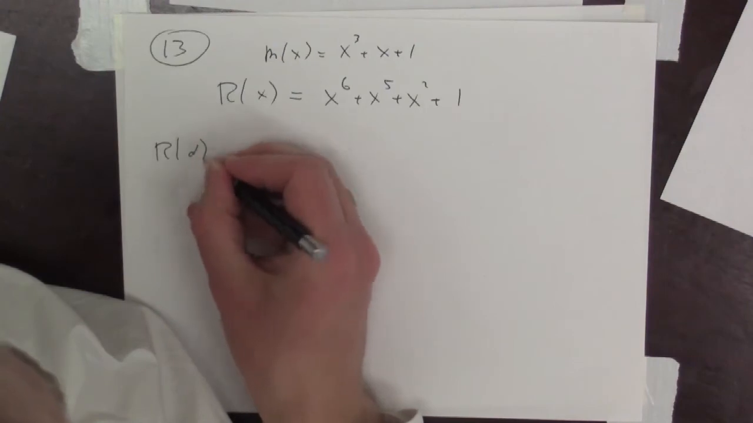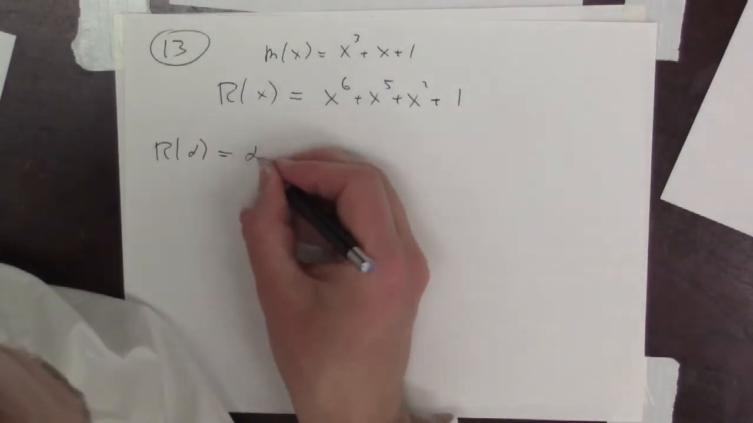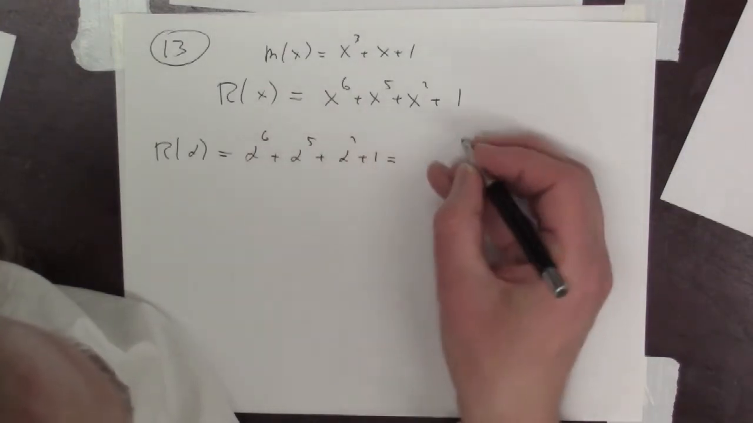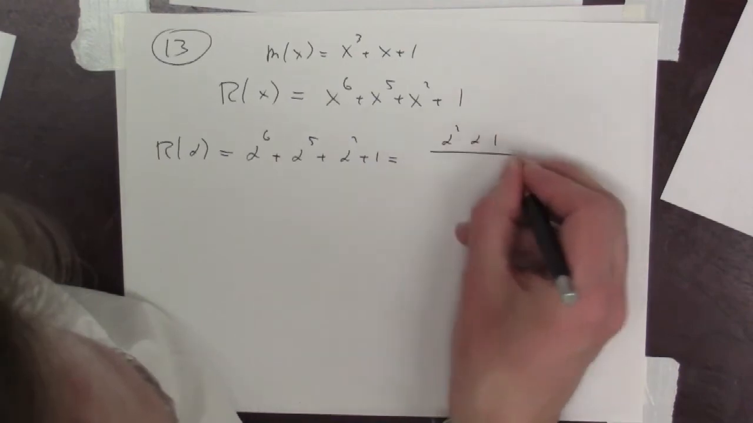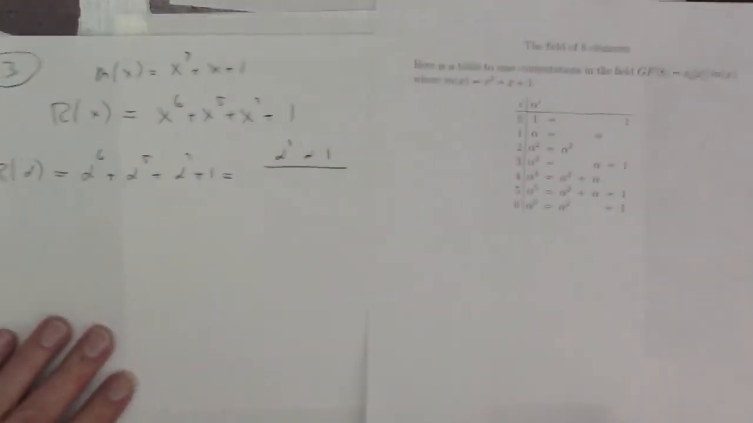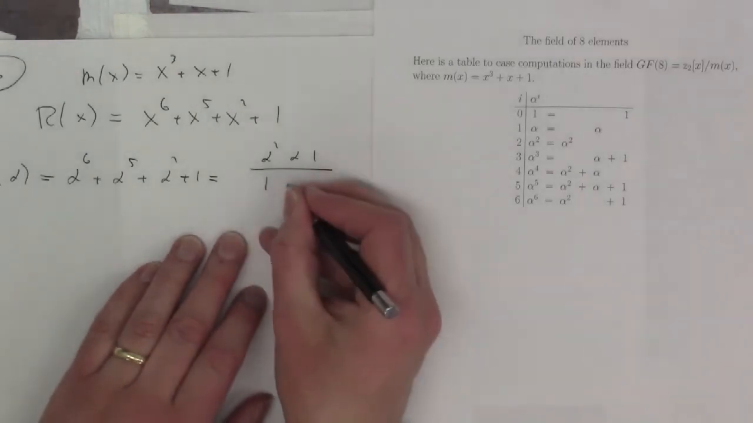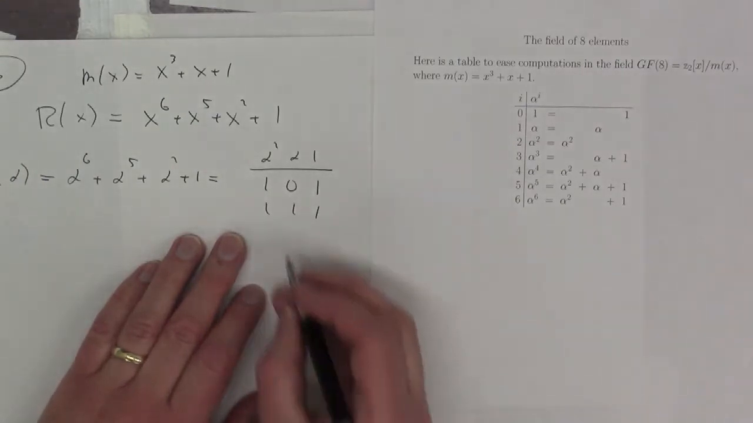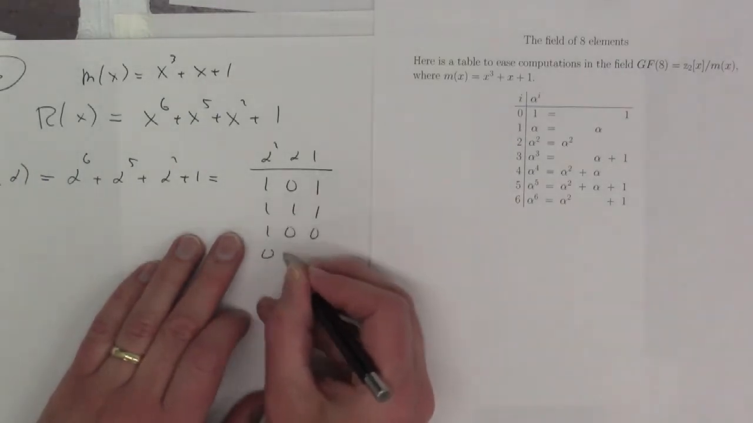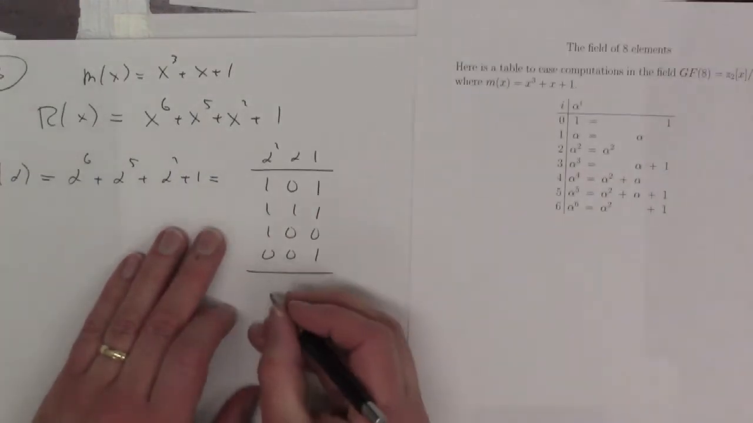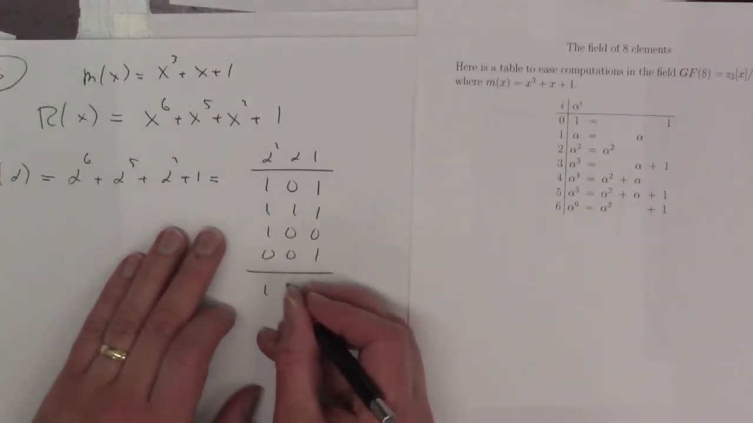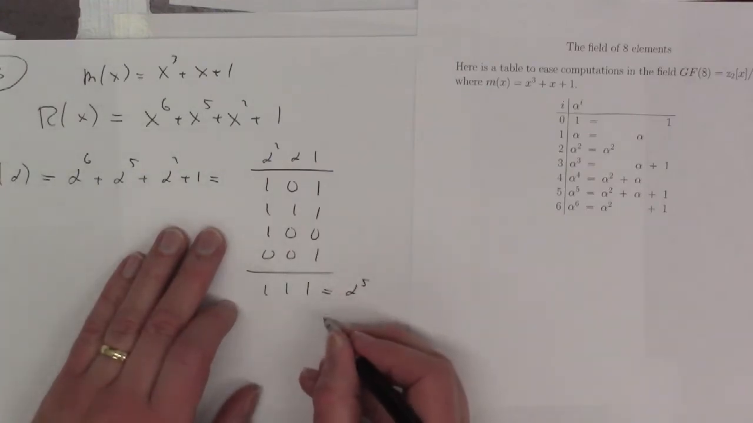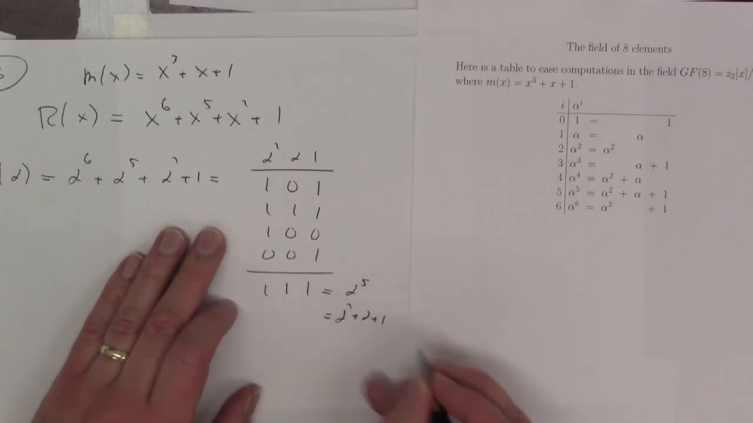First thing is you compute r of alpha: alpha to the 6, alpha to the 5, alpha squared, plus 1. Let's make a little table to add things up. According to our table here, alpha to the 6 is 1, 0, 1. Alpha to the 5 is 1, 1, 1. Alpha squared is alpha squared, and 1 is 1. We add it up, you get 1, 1, 1. This is alpha squared plus alpha plus 1, which is alpha to the 5.